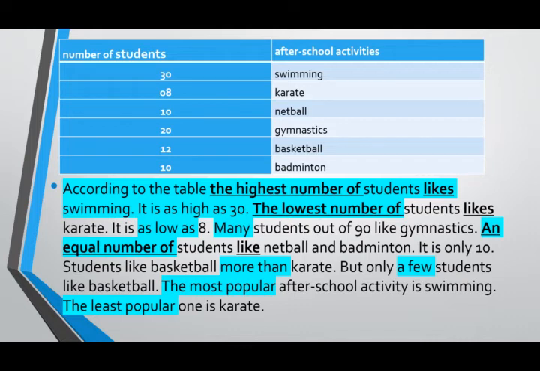I have introduced two more key terms here which you can make use of describing even bar charts and pie charts. I have written like this. Many students out of 90 like gymnastics.